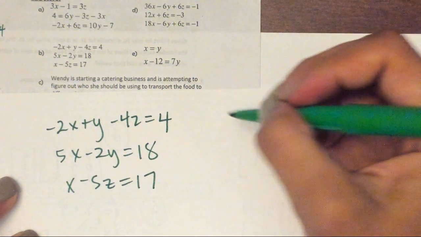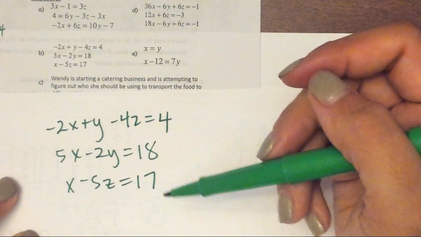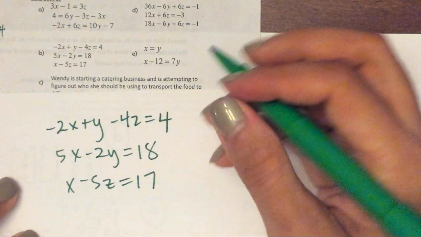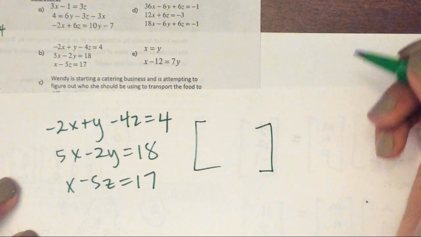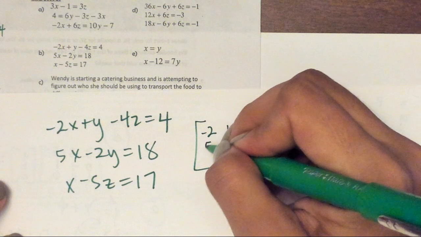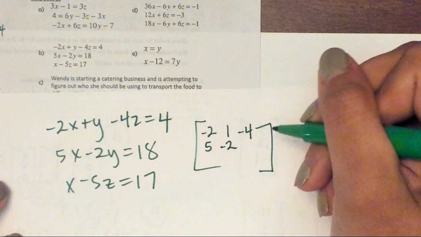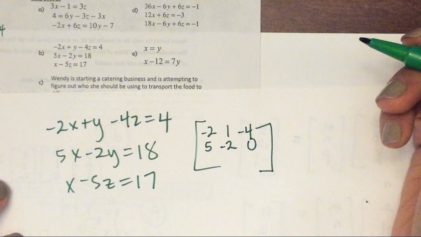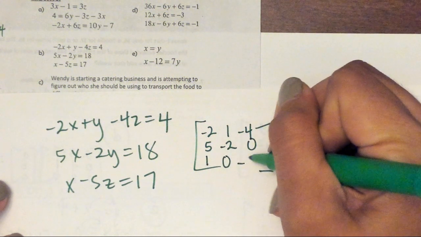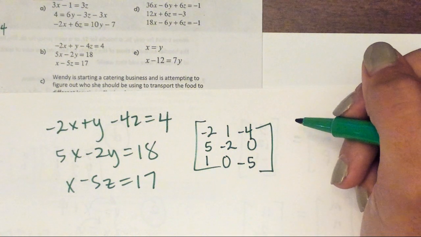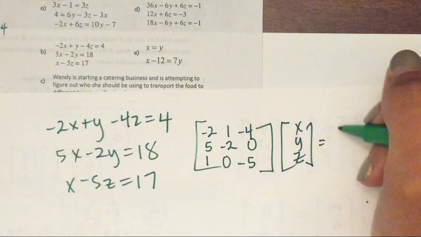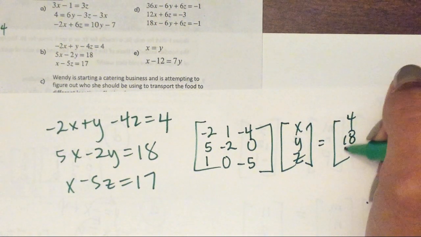Alright, so I'm going to line up. It's pretty lined up. We have all our x's, all our y's, and all our z's, and then our number on the right, so I'm going to make my matrix. So I have negative 2, 1, negative 4, 5, negative 2, there's no z, so it's 0, and then 1, y is 0, z is negative 5, and then I have x, y, z as my variables, and that's equal to 4, 18, 17.